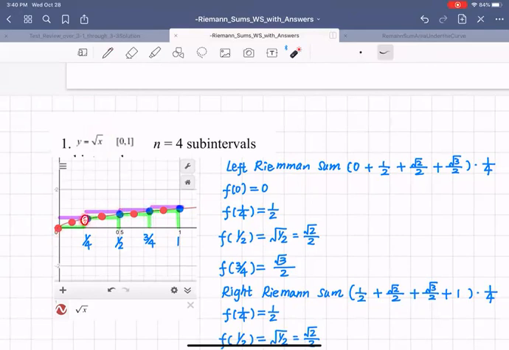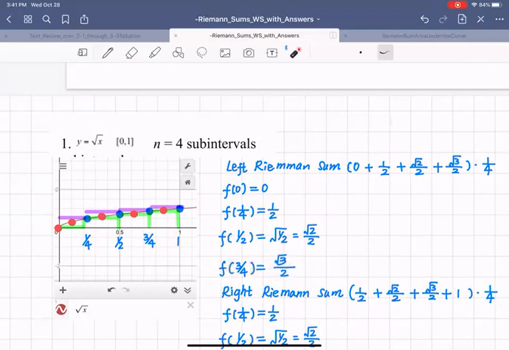So the second point is 1/4. 1/4 equals how much? Square root of 1/4 is 1/2, right? Yes. Okay. And this next one is this guy, yes? Uh-huh. And then you do f of 1/2, which is square root 2/2, right? Yeah. Okay. Next one is 3/4. So f of 3/4 equals square root 3/2, right?